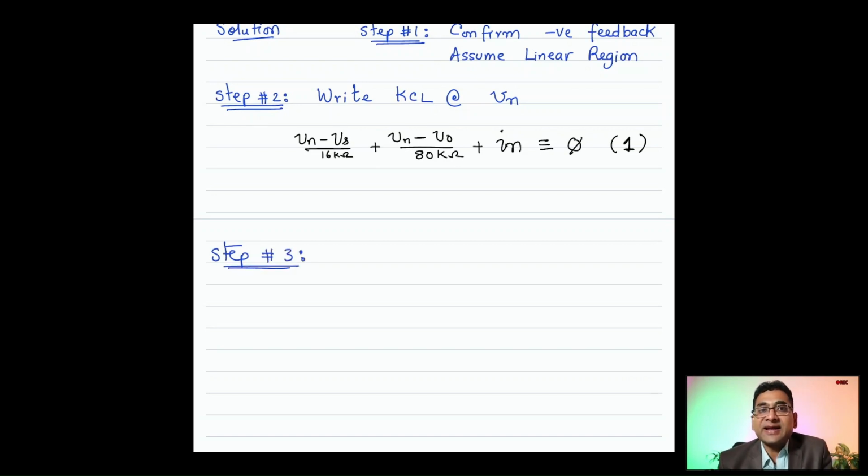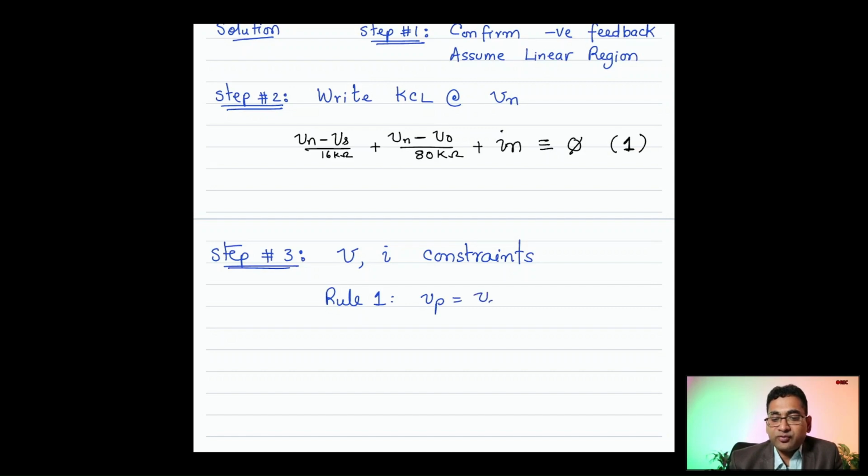Apply the voltage and current constraints. Now, voltage and current constraints, I gave them as 2 rules. Rule number 1 is that Vp equals Vn, equals 0, or Vp equals Vn. That's the virtual short. And rule number 2 is that Ip equals In equals 0.